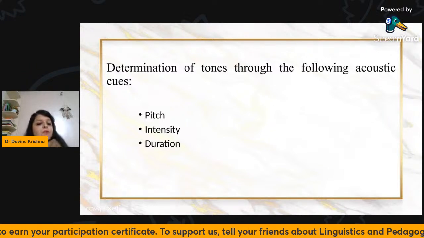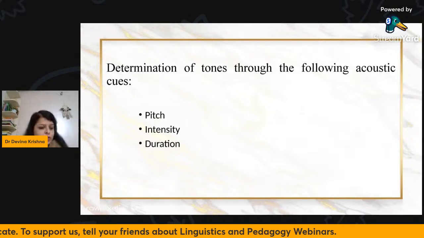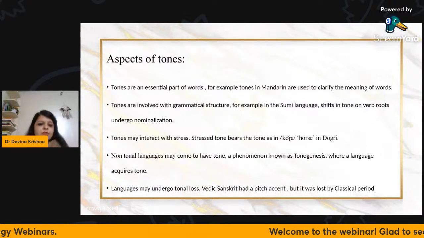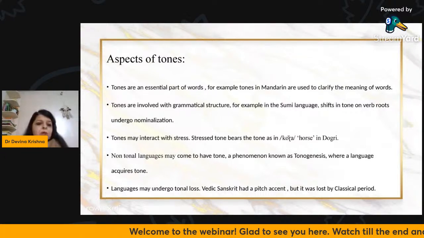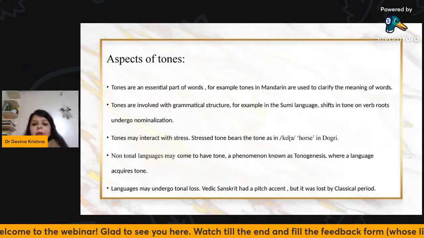But as we change the pitch, the meaning of the form also changes. And later on, I'll show you some examples also from the language. So these are some aspects of tones, as I think I have already discussed this before. Tones are, of course, an essential part of words. For example, tones in Mandarin are used to clarify the meaning of words.